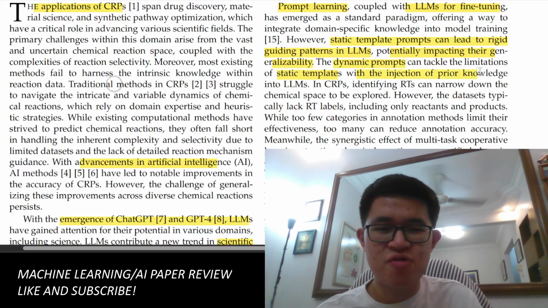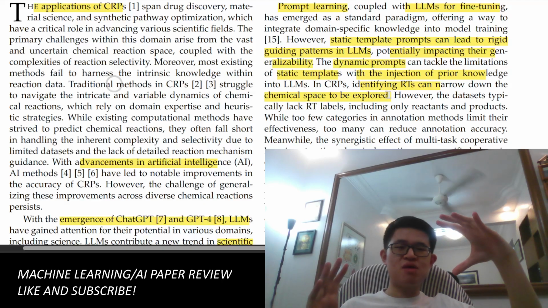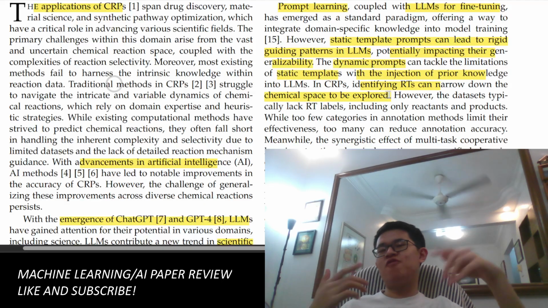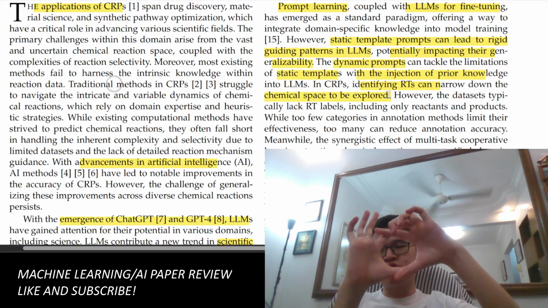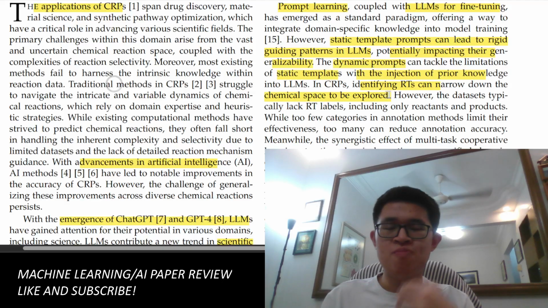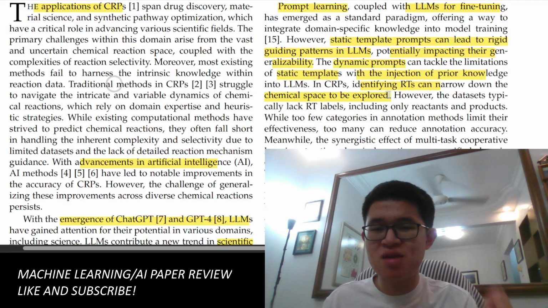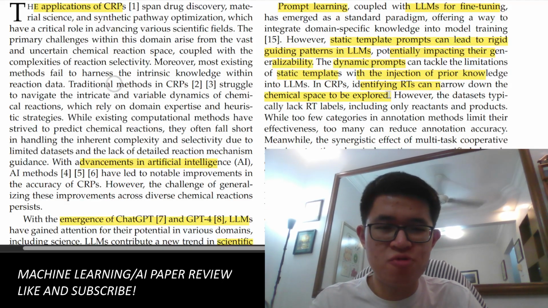With the injection of prior knowledge into LLMs. In chemical reaction prediction, identifying the types of reactions can narrow down the chemical space that needs to be explored. So imagine if you have the entire chemical space of this size, if you know what kind of reaction it's going to be, you can then reduce the space into a smaller subspace which you can then explore around, right? So the chances of you finding the right reaction pathway is going to be more plausible, right?